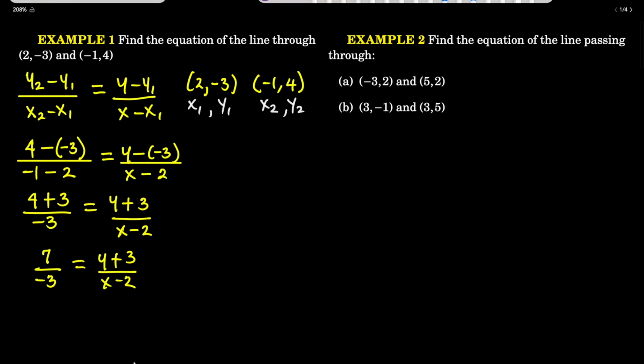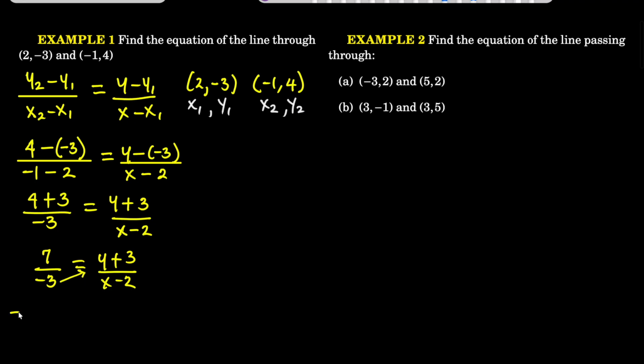The next thing to do here is to cross multiply. Now, during the process of your cross multiplication, you might choose which variable you want on the left hand side and the other on the right hand side. For me, I want my y on the left hand side, so I'm going to cross multiply my y first.